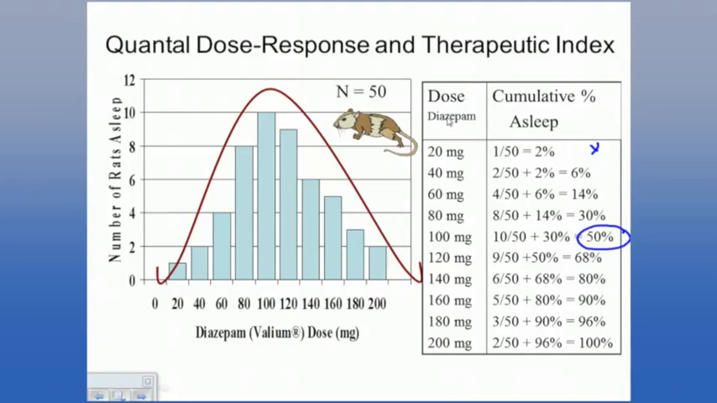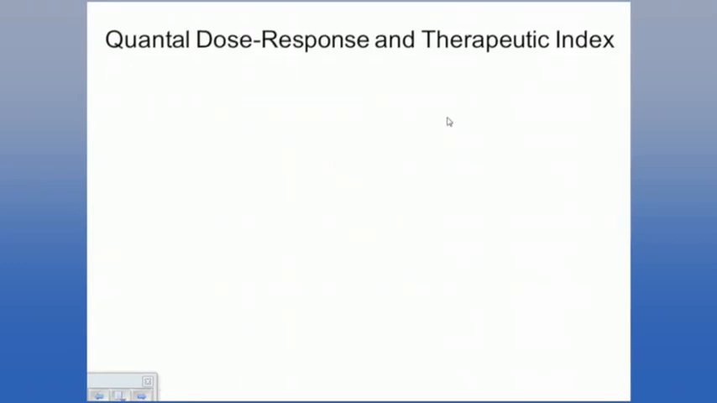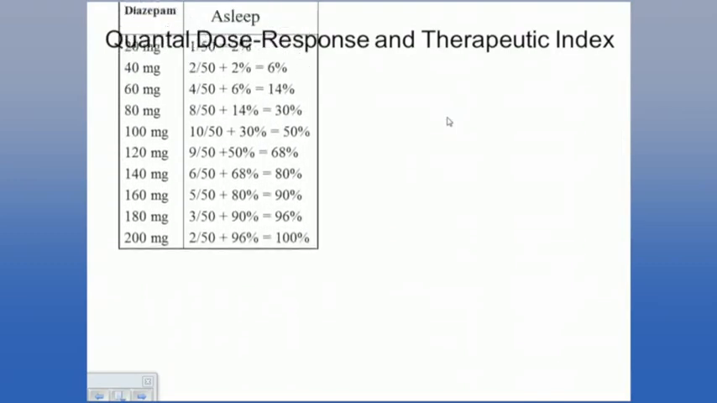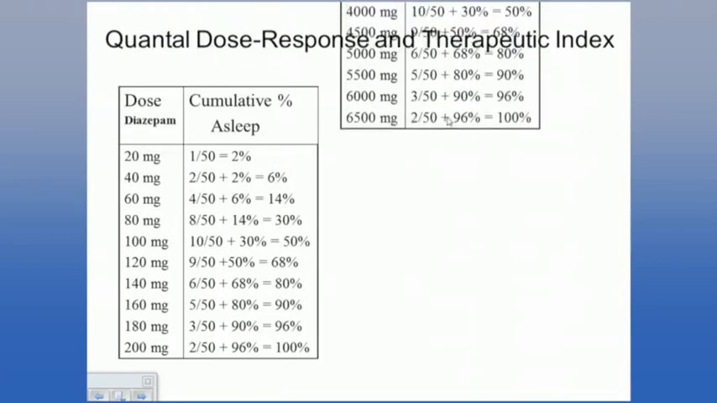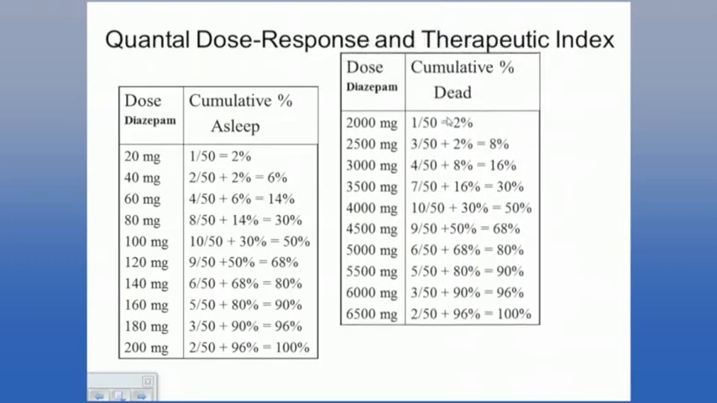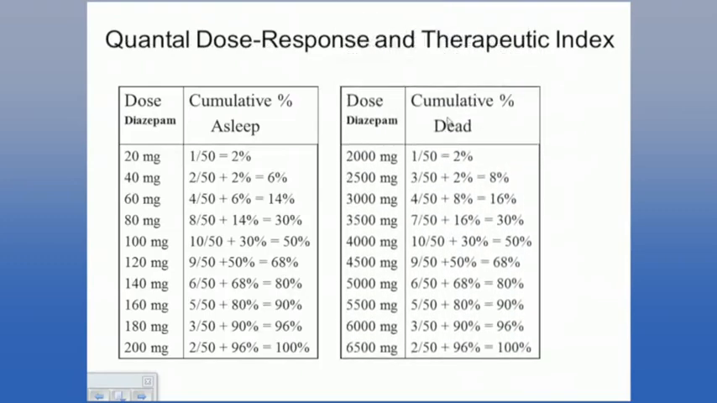So we can say that the EC50 for diazepam in this model was 100 milligrams of diazepam. Now, what we really want to know is at what point does this efficacy become problematic? So with quantile dose response curves, what we're able to do is compare the dose at which 50% of the rats are asleep to the dose at which 50% of the rats are dead. And we calculate this as a cumulative percentage dead. So you're looking at cumulative percentage asleep, and you're comparing it to cumulative percentage dead.